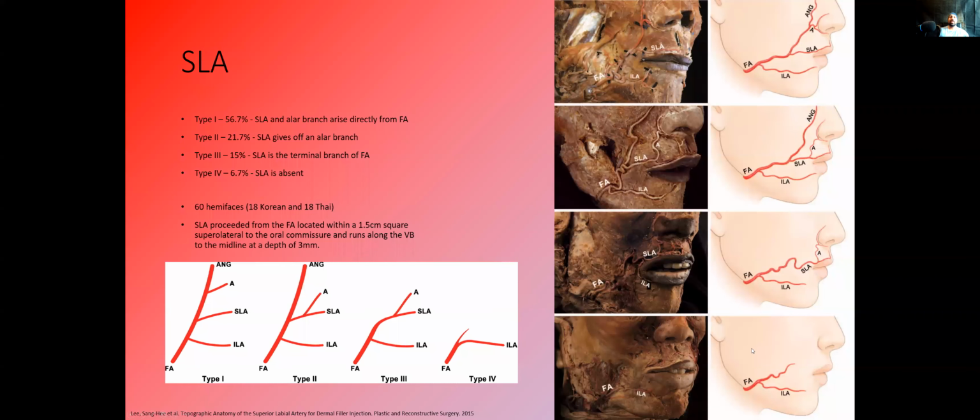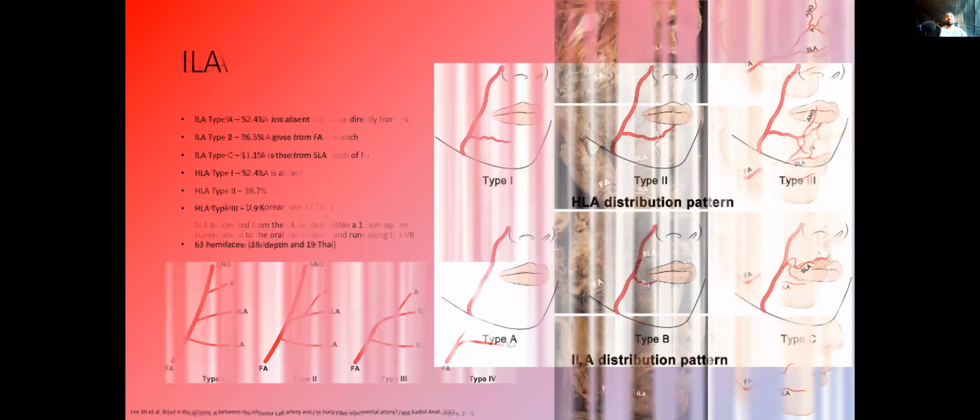And this was a study done by Lee et al. in 2015, where they used 60 hemifaces. And these were very consistent findings that they've had. And the most important thing, and this applies to any principle of facial aesthetics, is when we're doing injections, it's all about the depth. It's all about the depth of the tip of your needle. And they've concluded here that the superior labia artery was 3 millimeters deep. So just have a little think for a second how little 3 millimeters is. And then we can think about the technique later on.